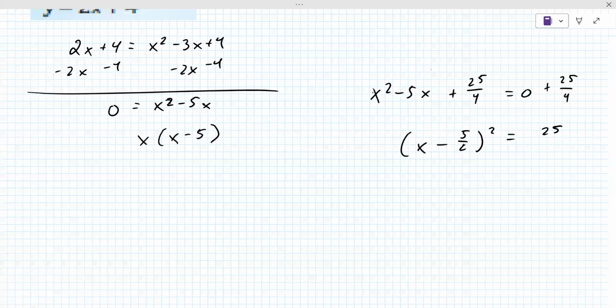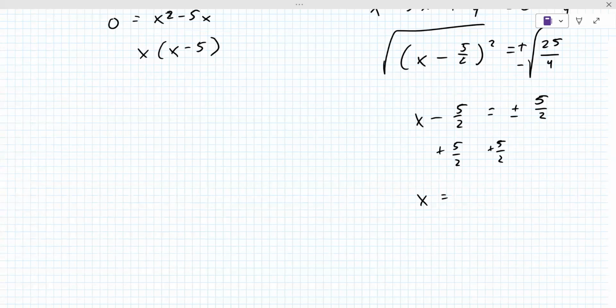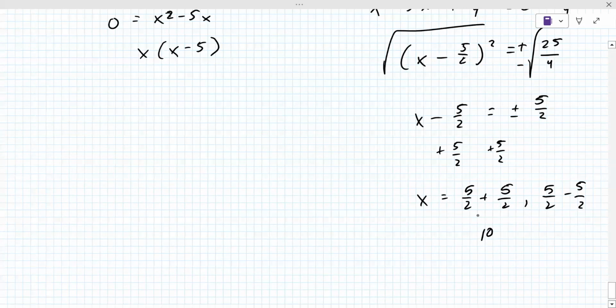Okay, I like the curiosity. And then you take the square root of that, plus or minus, so it's x minus 5/2 equals plus or minus 5/2. Then you add the 5/2 to both sides. Yeah, that's what I got. So it's 5/2 plus 5/2, and 5/2 minus 5/2. Yeah, so you get 10/4 and 0. Nope. Okay, there it is. When you add fractions, you keep the denominator. You can only add them when they're the same denominator.